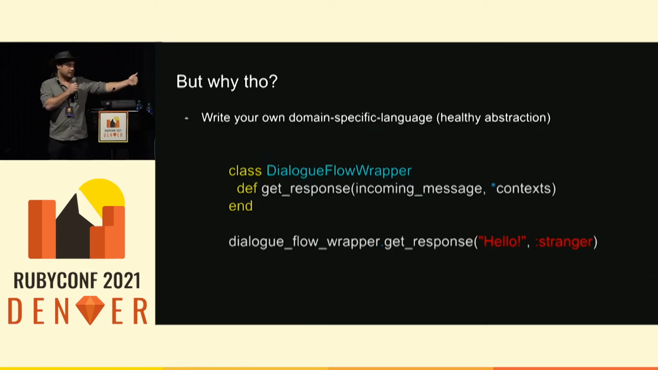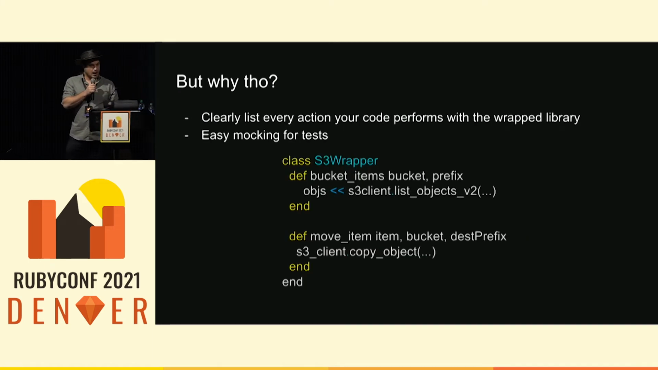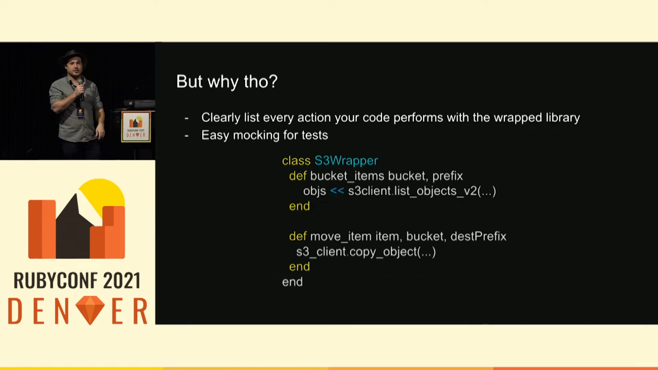So what does this pattern let us do? It lets us write our own domain-specific language, because I can say the action that I care about instead of what the library code likes to think in. It makes it easy to list every action, every interaction that I'm having with my dependency, because it's only in one file in one class. So I can just search through that class for every instance of my client, and I can mock that.